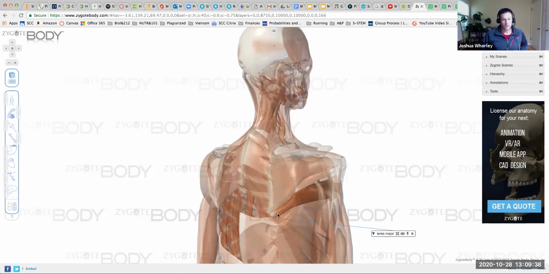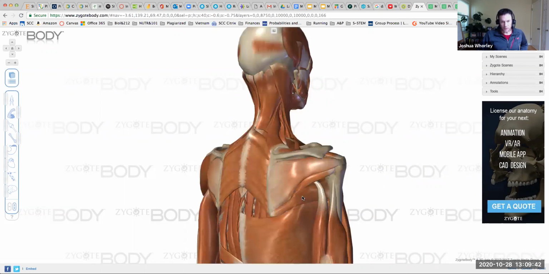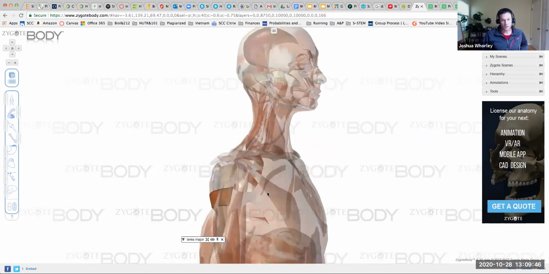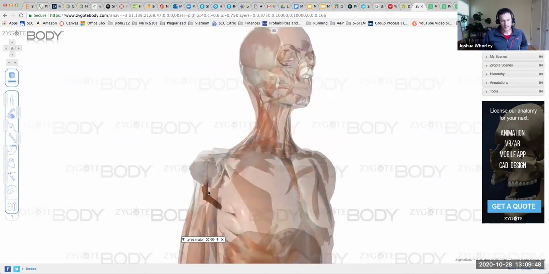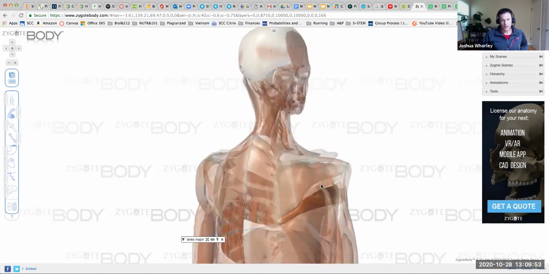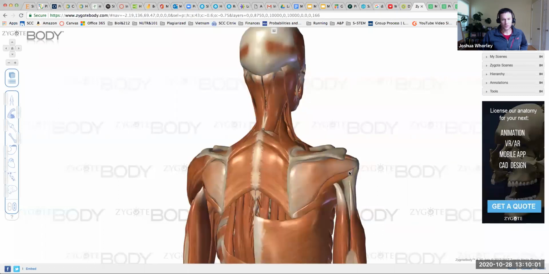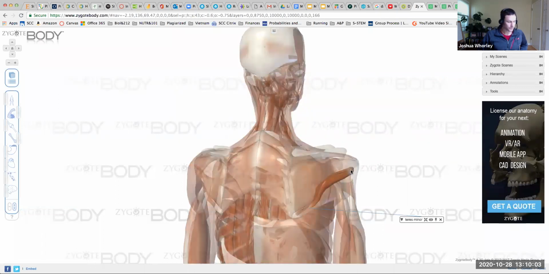So the teres major originates on the scapula. And this one actually comes around to insert on the front of the humerus, right? So you can see it inserting there on the front of the humerus. And then our teres minor has a similar origin, but then inserts on the back of the humerus, the posterior portion of the humerus here.